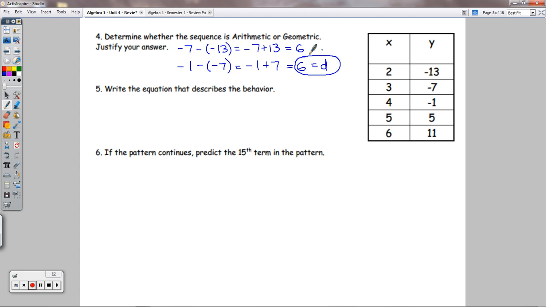But write an equation that describes the behavior. Now, if it's arithmetic, we can use point slope form. We have y minus y1. So I can say y minus, and then I can just take my pick of values here and decide where to go from there. So I'll just use the top one there. It might have been slightly easier to use 4 and negative 1, or 5 and 5, but I could use those if I wanted to. You could use those if you want to. I'm just going to use this here instead.